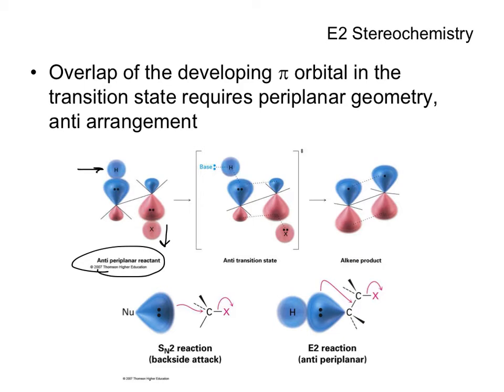Hydrogen will be picked up by the base, and then the lobe over here and the electrons from here are going to form essentially the p orbital overlap to get your alkene product. So E2 requires anti-periplanar geometry. SN2 requires a backside attack. So there is specific stereochemistry that is required in both of these reactions, and that's a common theme between the two.